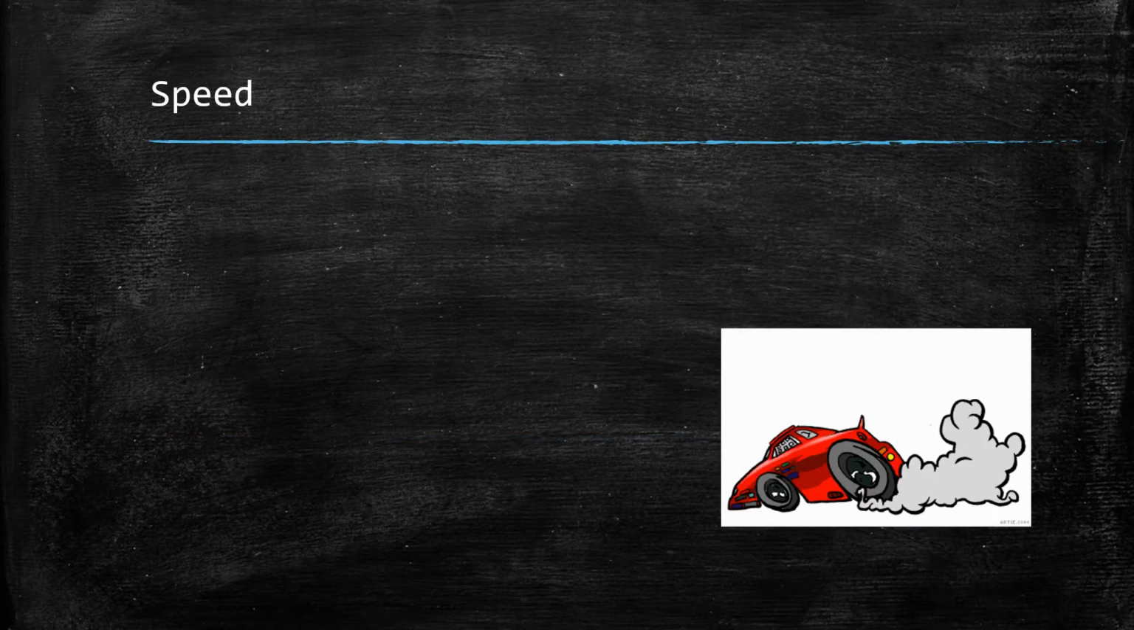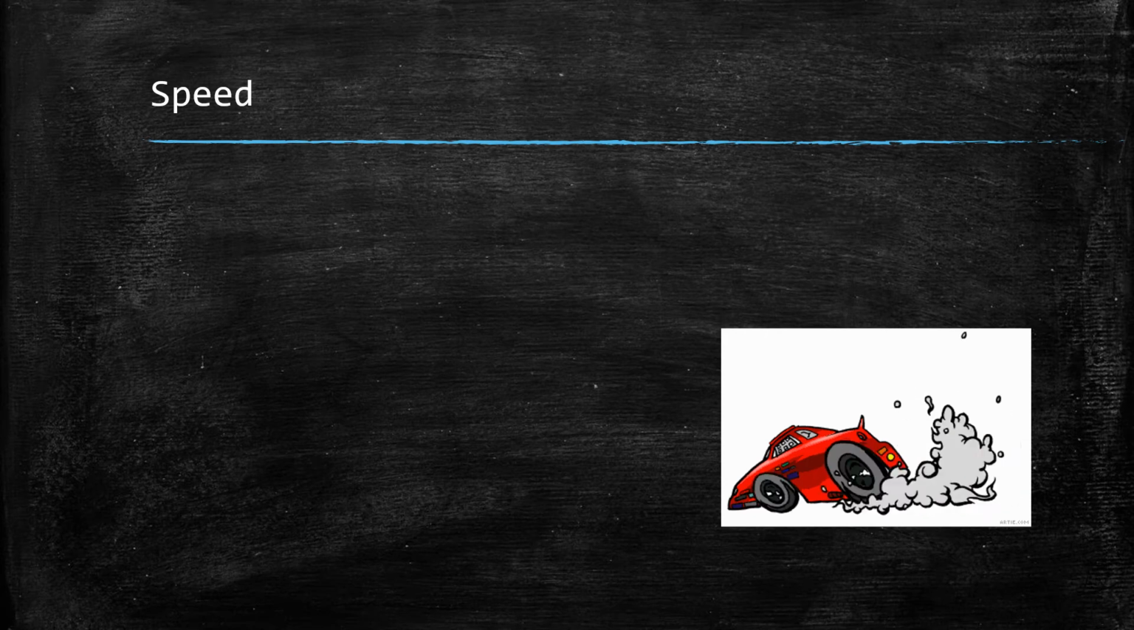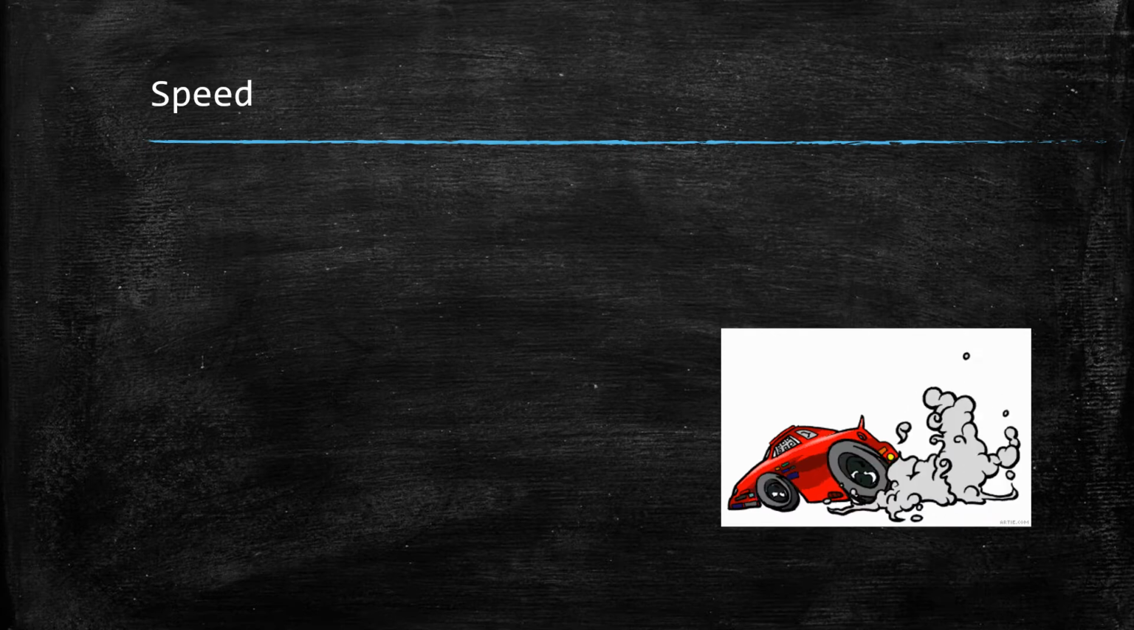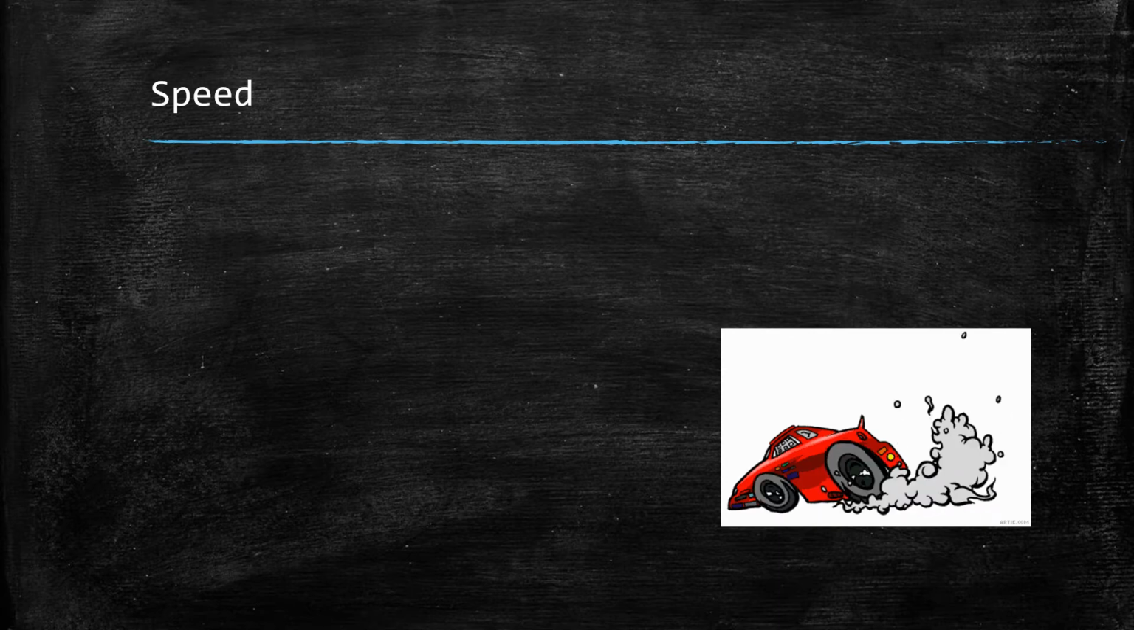Okay, so before we move on to travel graphs, let's talk about speed. So what is speed? Is it how fast something goes? Is it how quickly something can go from one point to the other? So let us look at it.